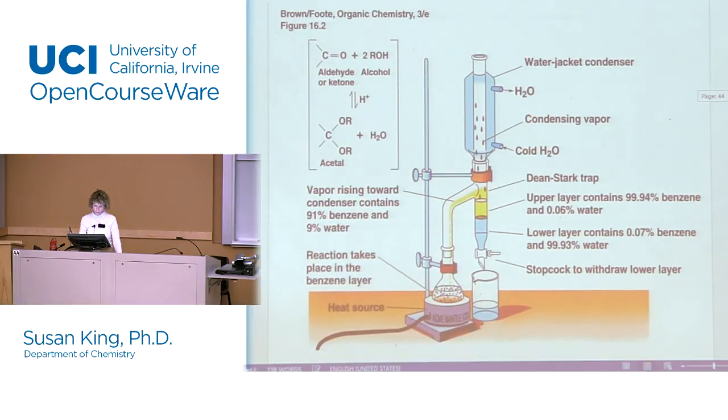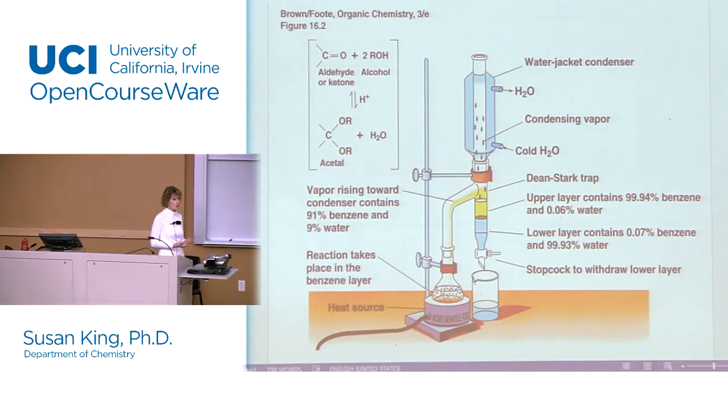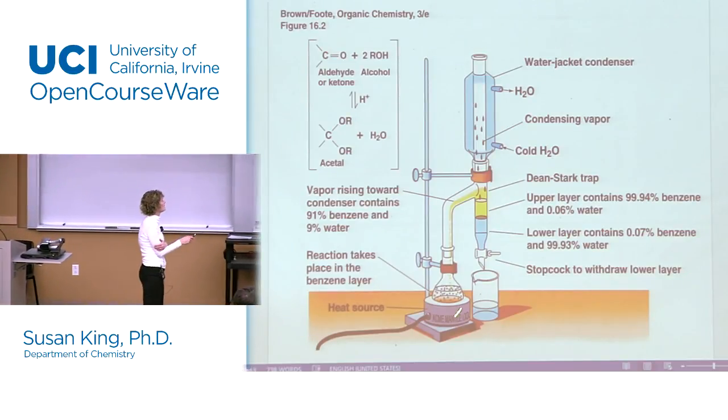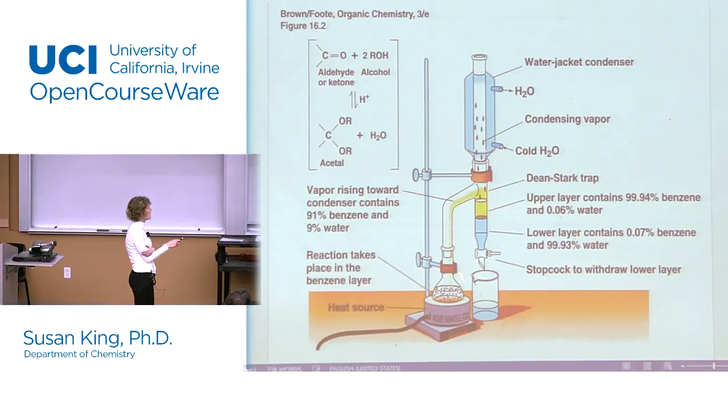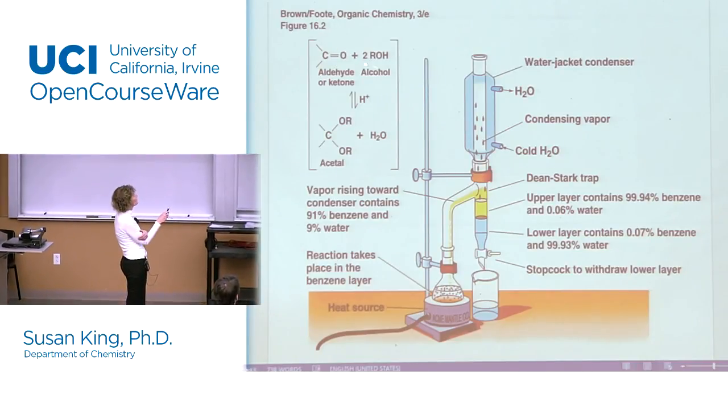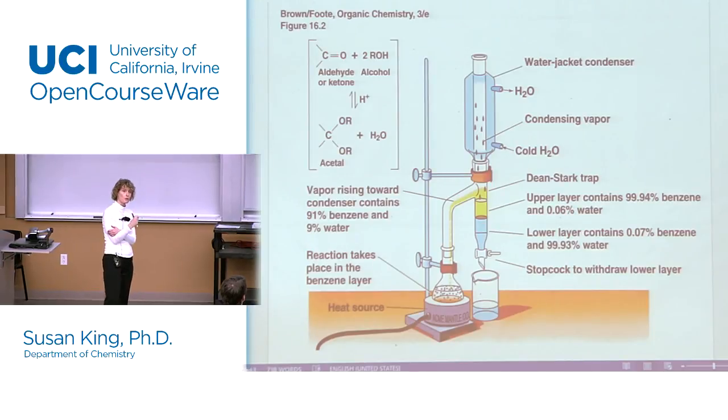This is from a Brown and Foote book that we used to use. It's a really great drawing of this. I would love to do this in the undergraduate labs, but the Dean Stark traps are really expensive. Here's the idea. Here's your reaction. You have, let's just say, an aldehyde or ketone, and you're using alcohol. You have to have two alcohols because you're incorporating two alcohols in your product. Then you mix that with benzene or toluene. Why benzene or toluene? In this case, they're using benzene because benzene forms an azeotrope with water.